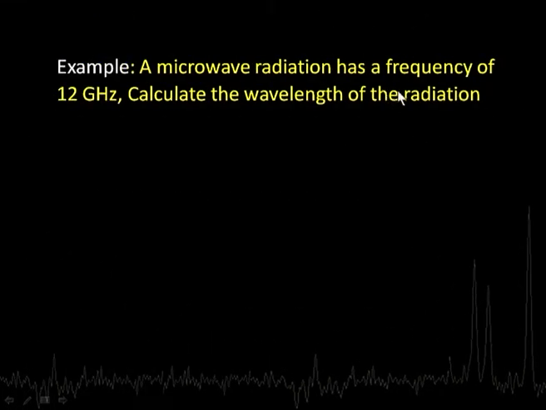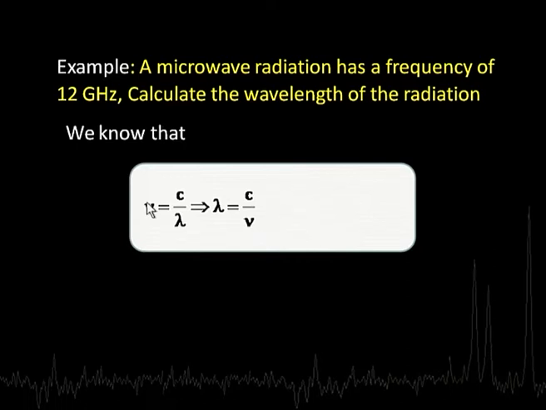Let's take an example here. Suppose you have a microwave radiation having a frequency of about 12 gigahertz. Suppose I want to calculate the wavelength of the radiation. How do I go about it? I will make use of the formula I just mentioned, because we know that nu is equal to c by lambda. I can rearrange this and say that lambda is equal to c by nu. C is my velocity of light or the velocity of radiation, and nu happens to be the frequency.